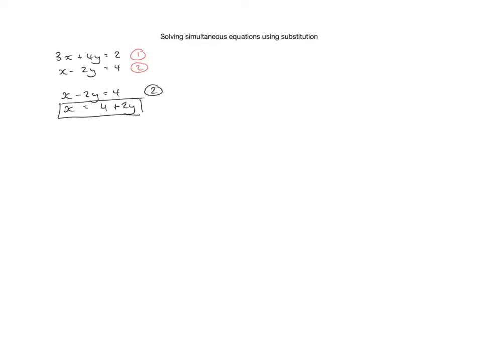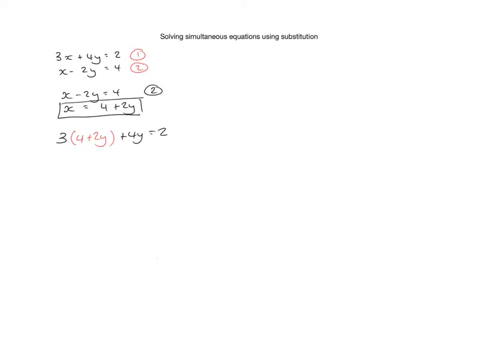Let's get that done. What we have then is 3, and my x, which is the substitution that's going in, is 4 plus 2y. Just to make this very clear, I've replaced this x here with this expression in terms of y, and I have plus 4y is equal to 2.